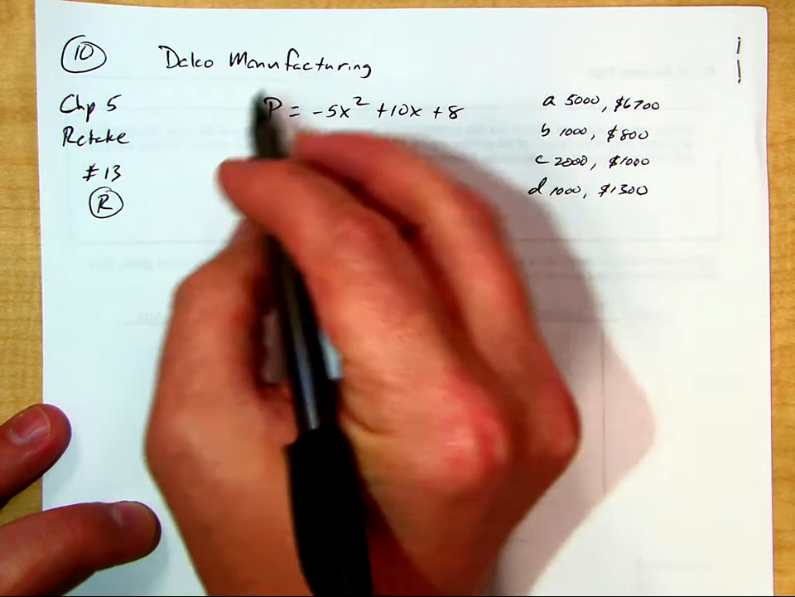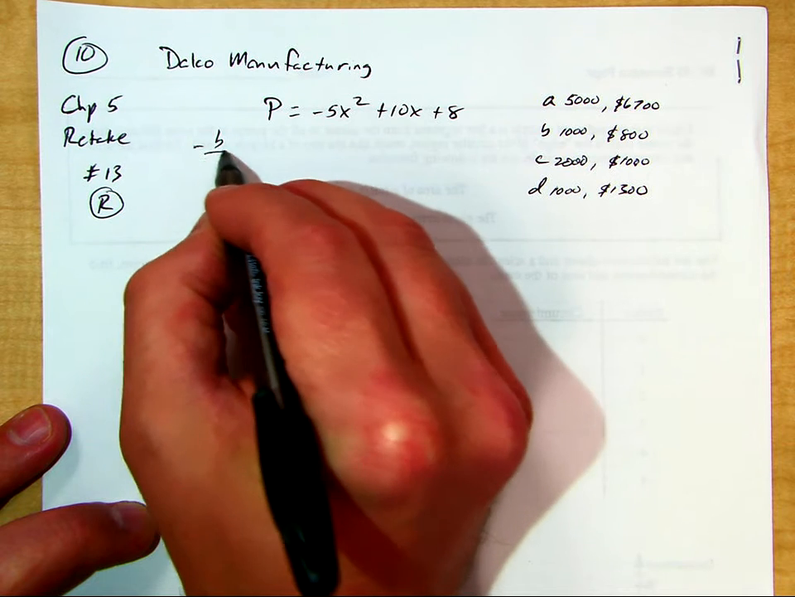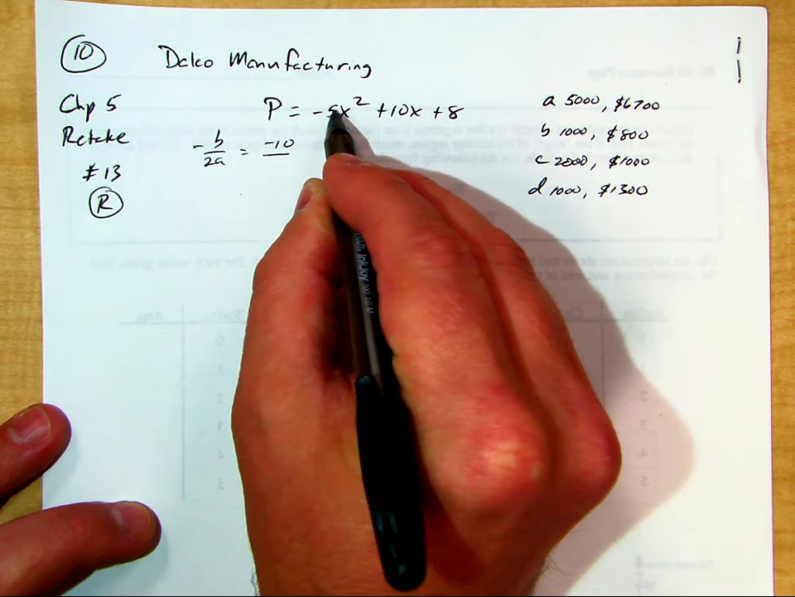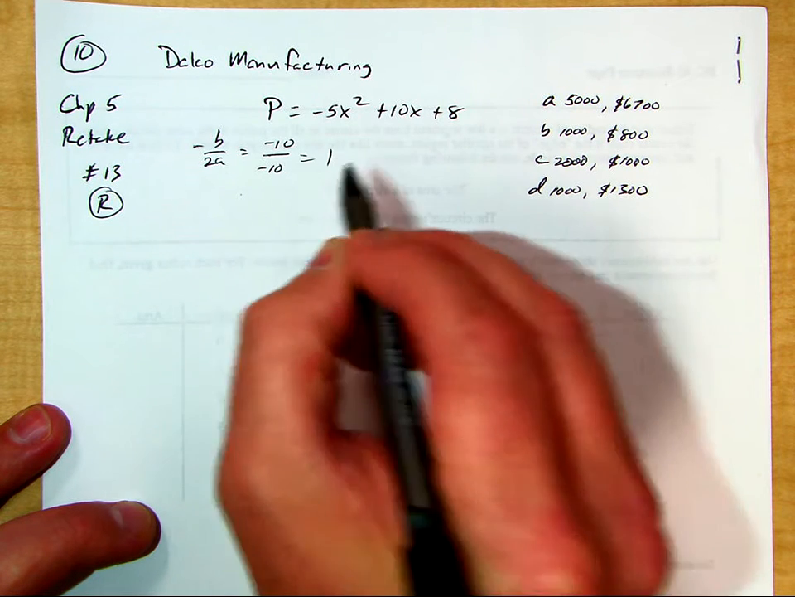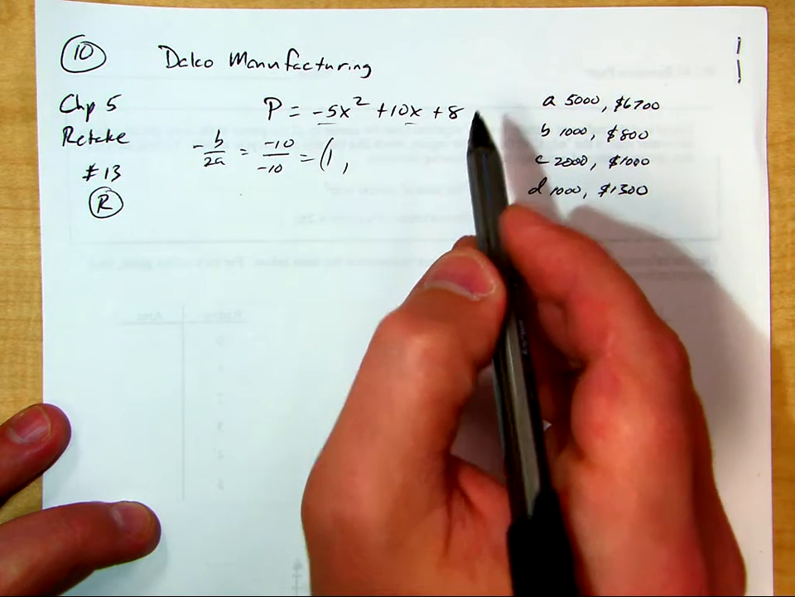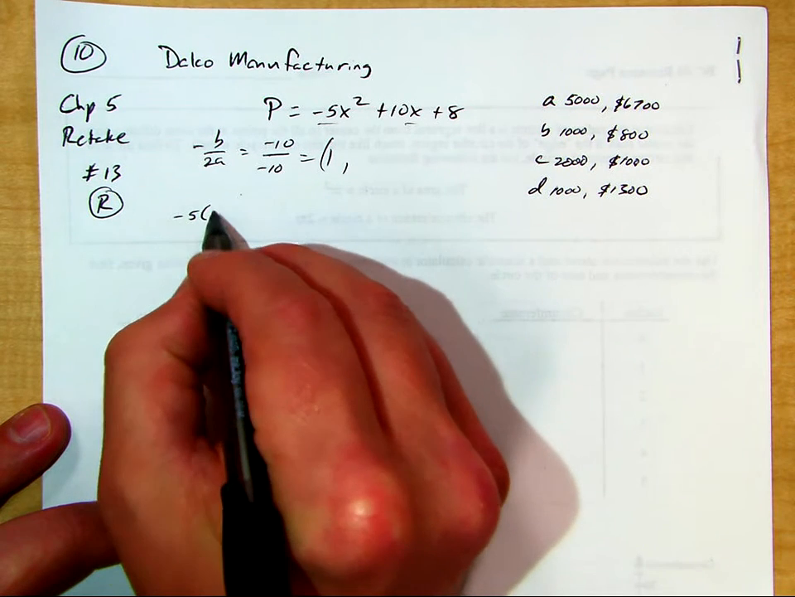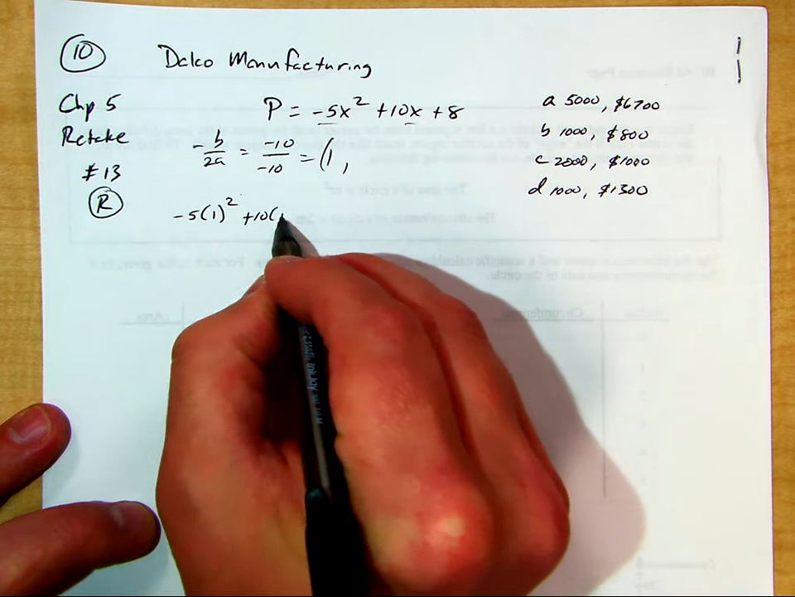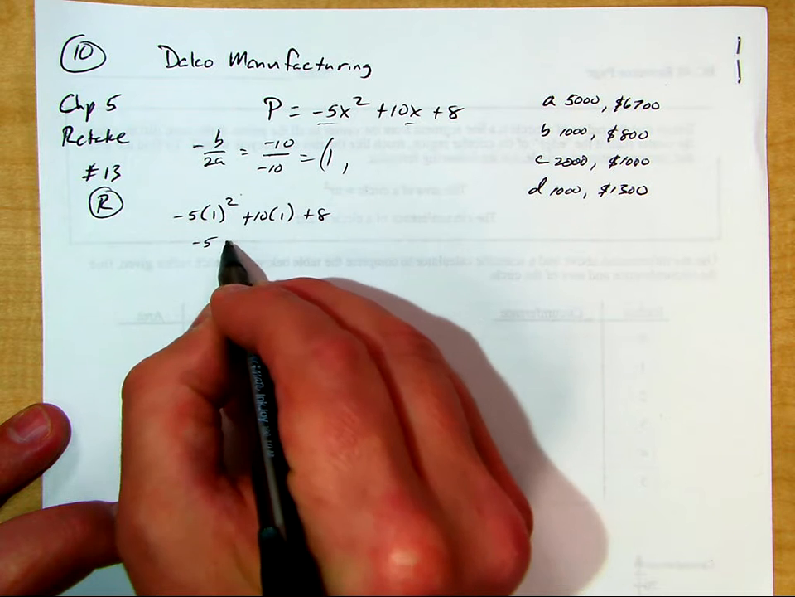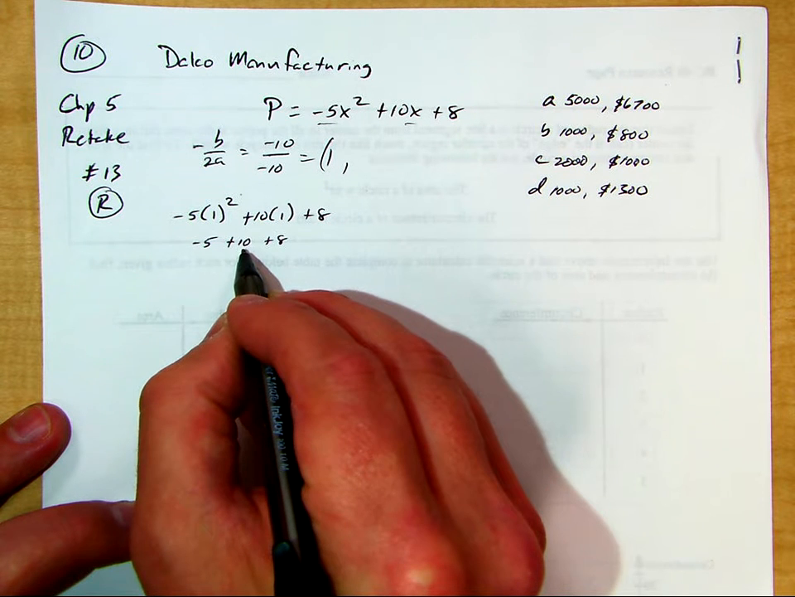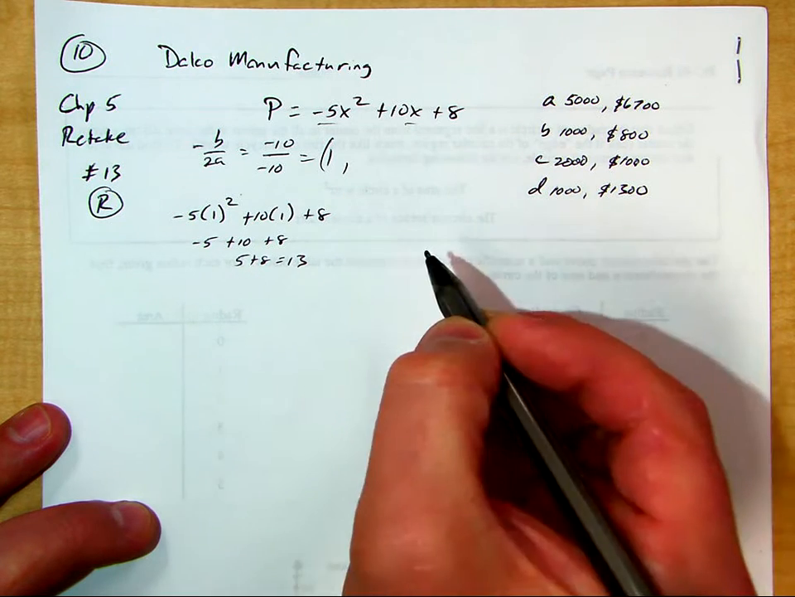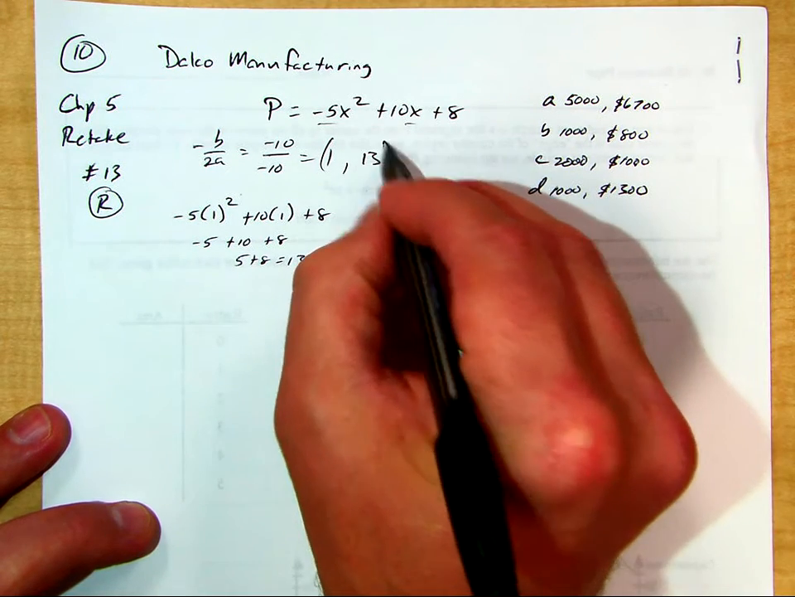So first let's do negative b over 2a to find the x coordinate of the vertex. Negative b over 2a is negative 10 over 2 times negative 5, which is negative 10. So the vertex x coordinate must be 1. So if I plug 1 back in here at x in this function, I get this. So it's negative 5 times 1 squared plus 10 times 1 plus 8. So this is 1 times negative 5 plus 10 plus 8. So it's 5 plus 8 equals 13. Okay? So in the context, that's the actual point.